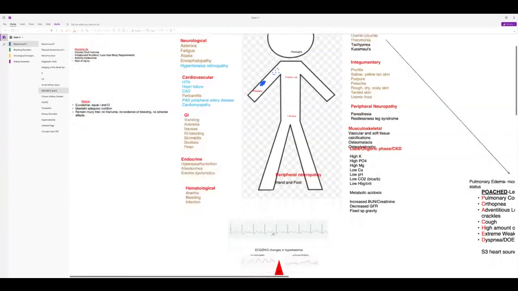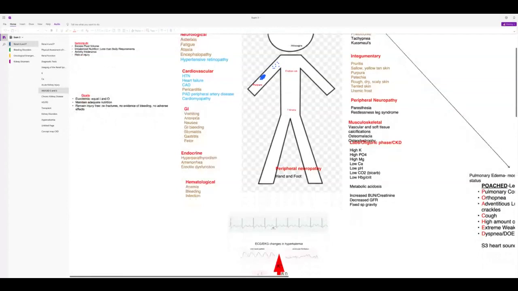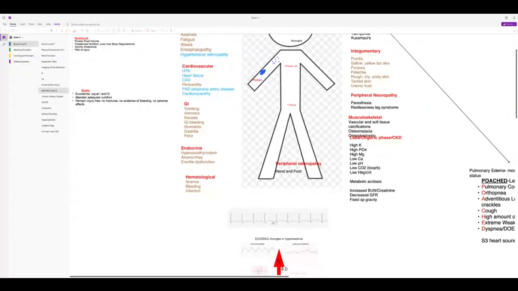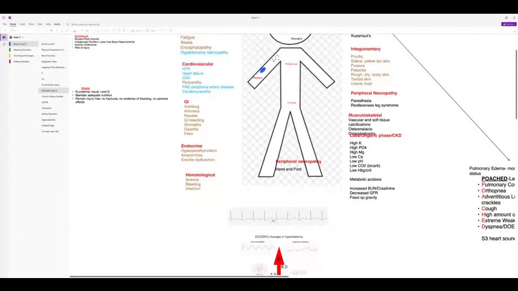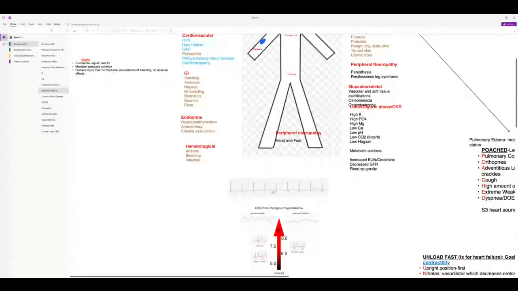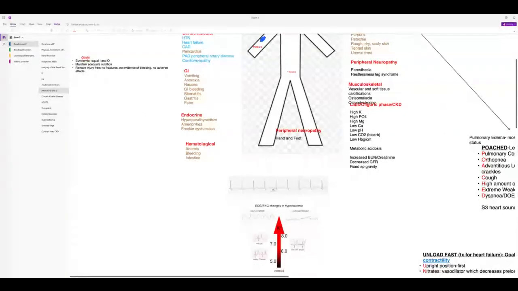GI, the first signs are vomiting, anorexia, nausea. The first signs of uremia. GI bleeding. People with renal disease are really prone to bleeding for a number of reasons, but uremia is also very irritating to mucous membranes. So they have stomatitis, gastritis, and fetor. All right, endocrine wise, they're going to have sexual problems. Hematological, they'll have anemia because the kidneys can no longer make erythropoietin, but also when you have a high BUN and creatinine, the red blood cells start to lyse.